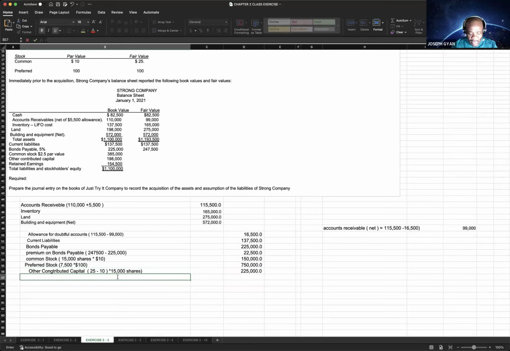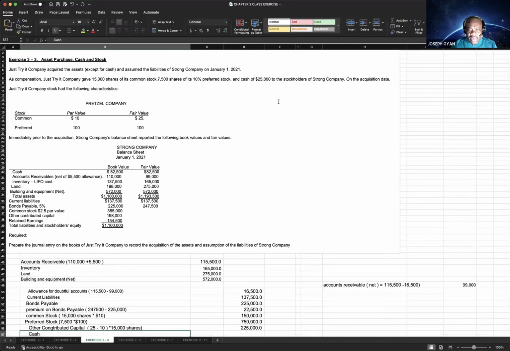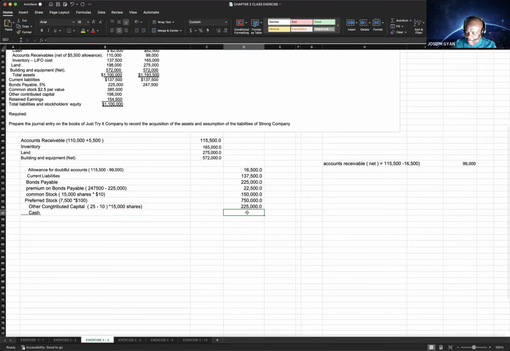And then he said we give them what? Cash as well. And how much cash did we give? He said, I think 25,000 or something like that, right? Yeah, we give them cash of 25,000.